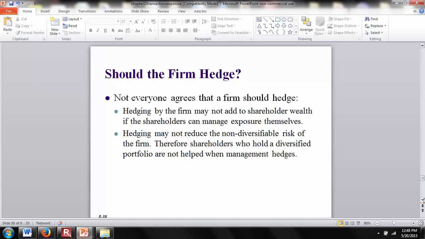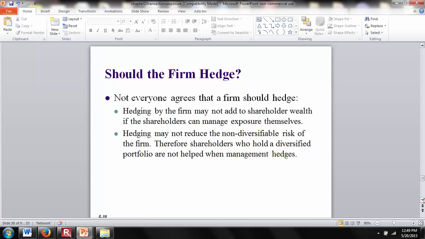Now, people always ask this question: should the firm hedge? And what we are saying is that not everyone agrees that a firm should hedge. What are some of the reasons why firms should not hedge? Hedging by the firm may not add to shareholder wealth if the shareholders can manage exposure themselves, and hedging may not reduce the non-diversified risk of the firm. Therefore, shareholders who hold a diversified portfolio are not helped when management hedges.